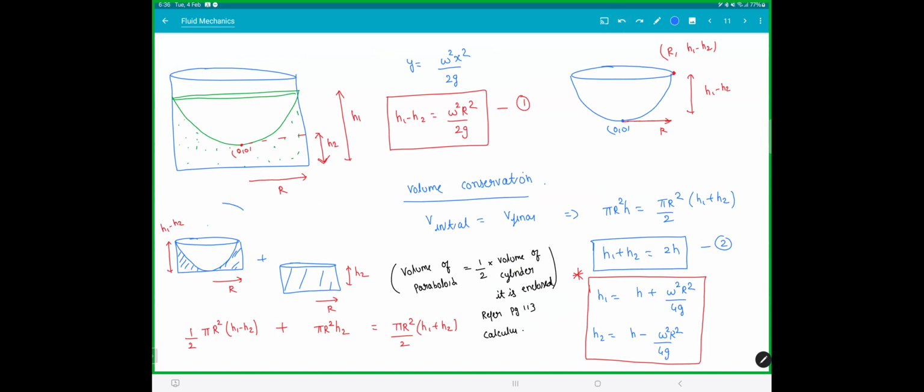So now, in case you don't know this paraboloid volume, you will get stuck. So this you should know. You can actually integrate this. In case you forgot, go back to the calculus and check it out. Once we got this, we have two equations, two unknowns, solved, we got the answer.